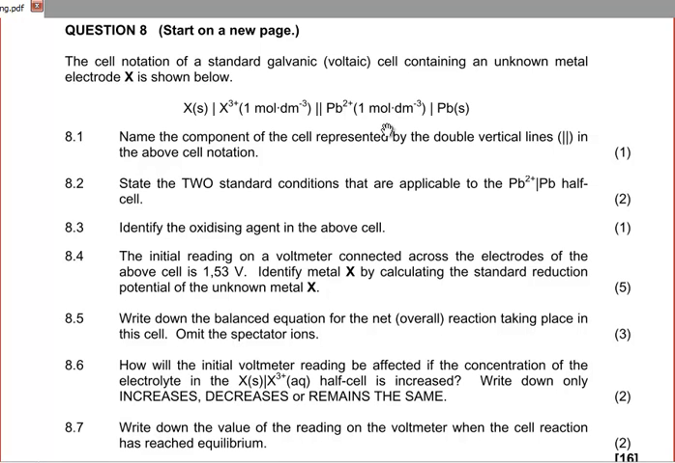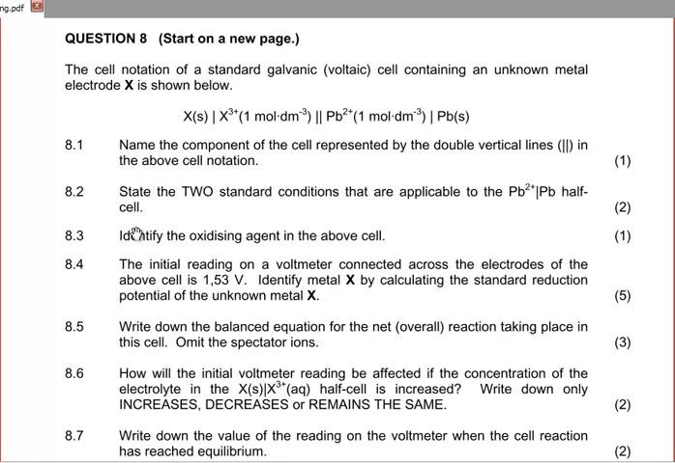The other condition we are supposed to satisfy is the temperature of 25 degrees Celsius or 298 kelvins. Don't be tempted to write a pressure of 101.3 kilopascals or 1 atmosphere, because here we don't have gases. That one is only applicable to gases. So we have a temperature of 25 degrees Celsius or 298 kelvins and a concentration of 1 mole per cubic decimeter as our conditions for question 8.2.